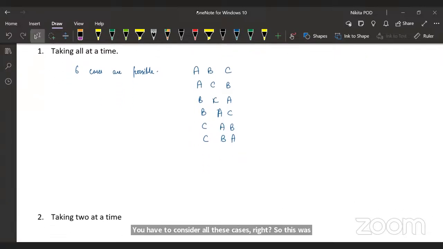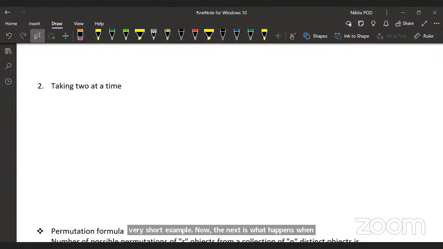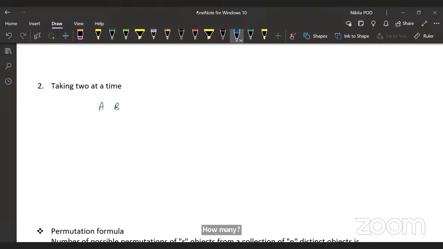Now the next is, what happens when you take two objects at a time? So when you take two, how many? 6. So it will be AB, BC, CA, AC, CB, and BA. So again 6 are possible.